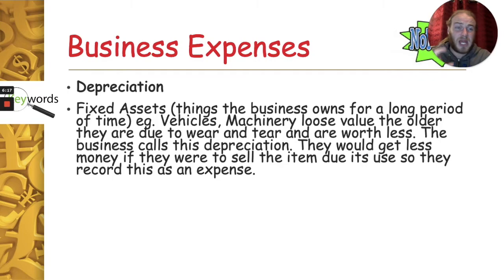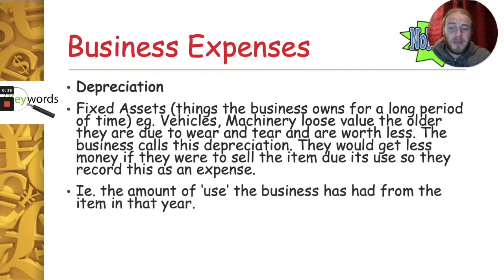So by a certain percentage each year, so let's say, for example, they reckon a vehicle is going to last 5 years, for the argument. They might depreciate it by 20% each year. So at the end of the 5 years, when the vehicle's run into the ground and is useless, then on the accounting side of it, the vehicle is worth nothing because over the last 5 years, they've taken 20% off the value of it. Make sense? Another way to look at depreciation is the amount of use the business has had from that item in that year.